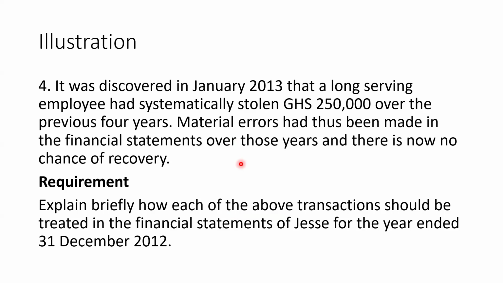So with this issue, is it an adjusting or non-adjusting event? Remember when I was giving you examples for adjusting events, fraud and errors were there. When you see fraud or error in any exam question, it's an adjusting event. The standard makes it clear that fraud and error is an adjusting event, so you have to adjust. But the examples that I gave you, master them.